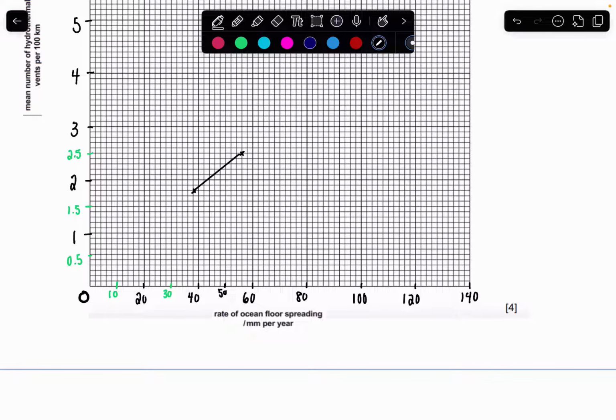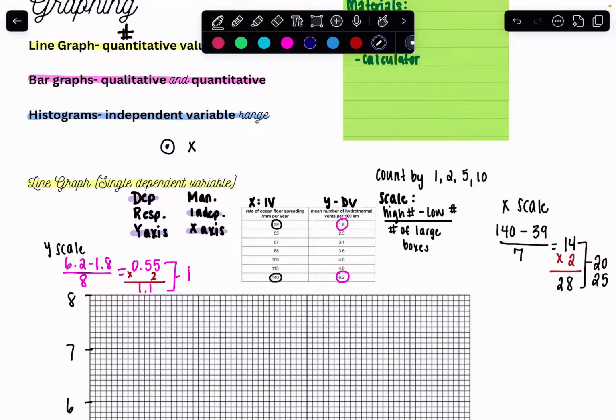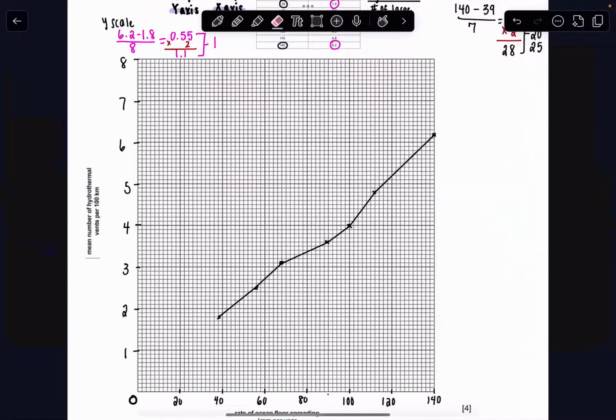Please do not go to the point of origin. We do not connect our line to 0. We do not have data at 0, so we do not finish a line that isn't on our graph. We do not start a line that is not on our table. So if we don't have data, please do not graph it. So once you're finished graphing all of the points from your table onto your graph, it should look like this.